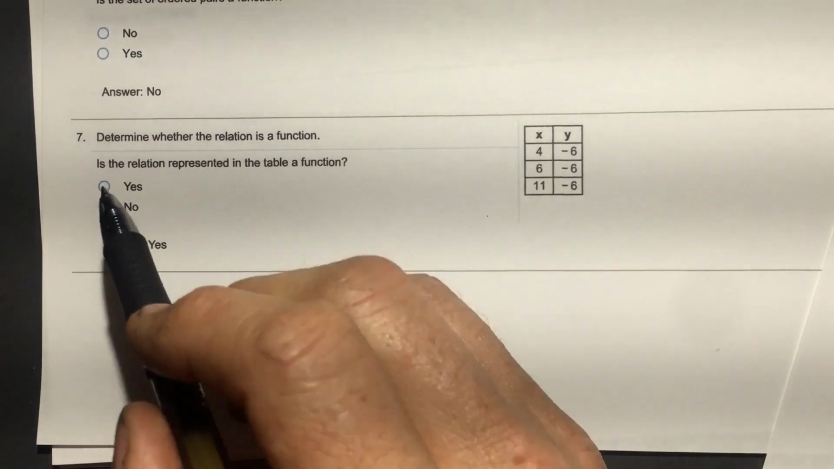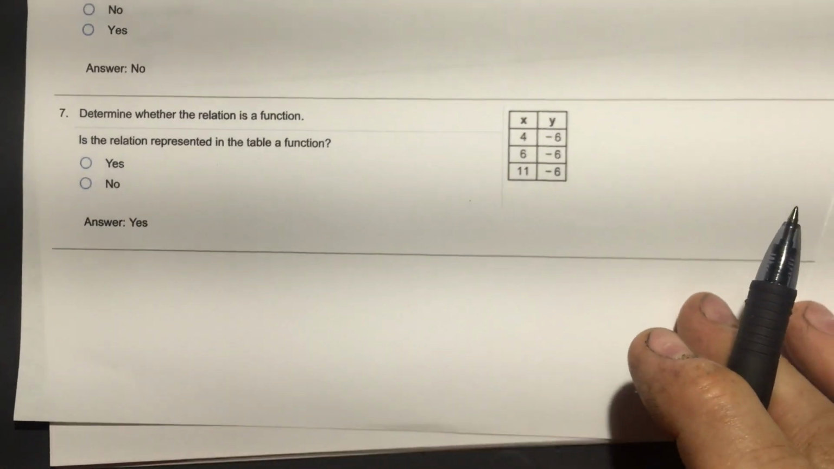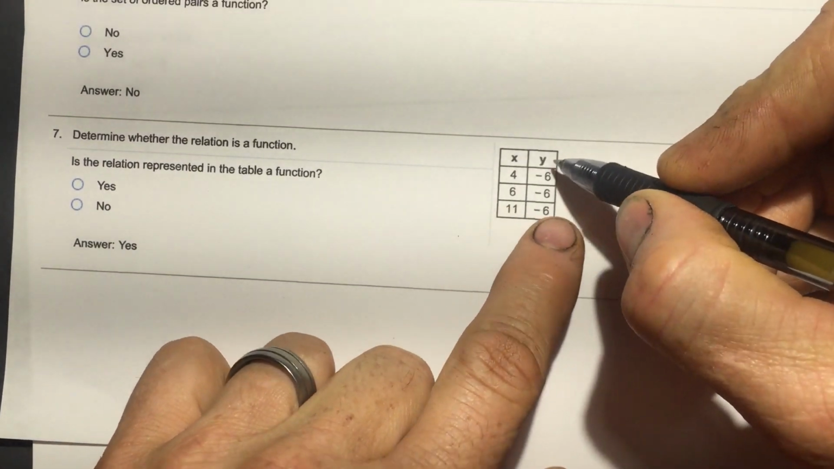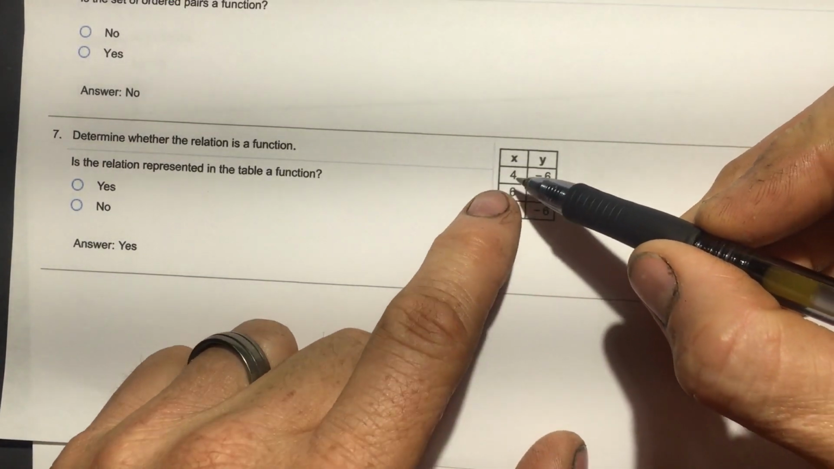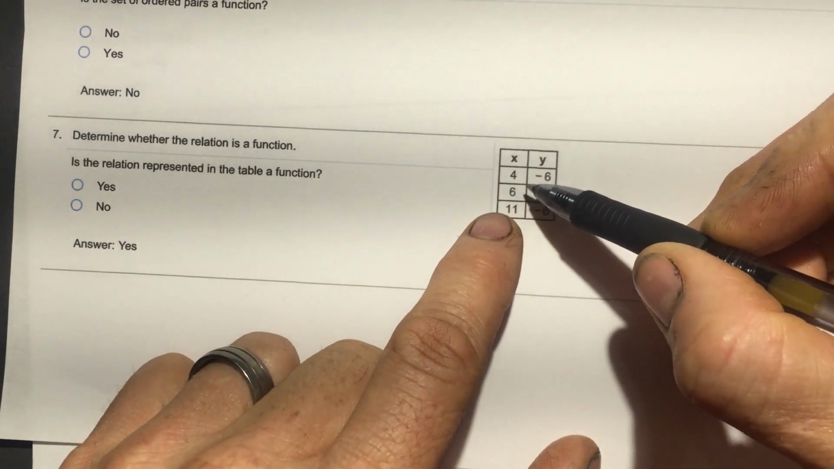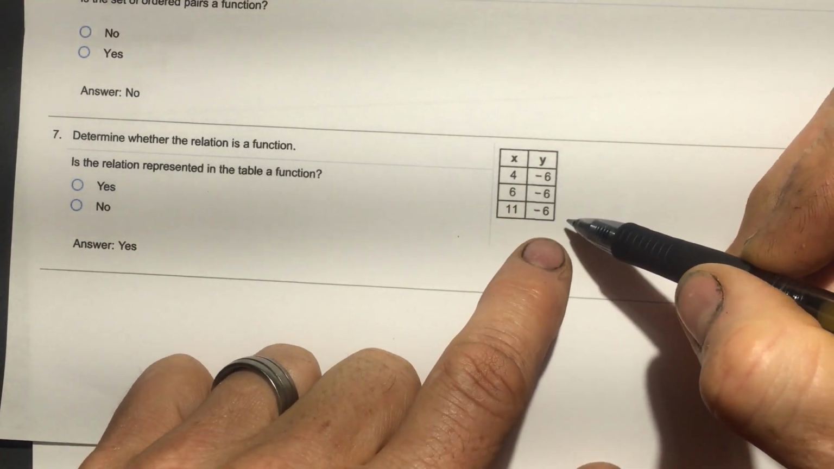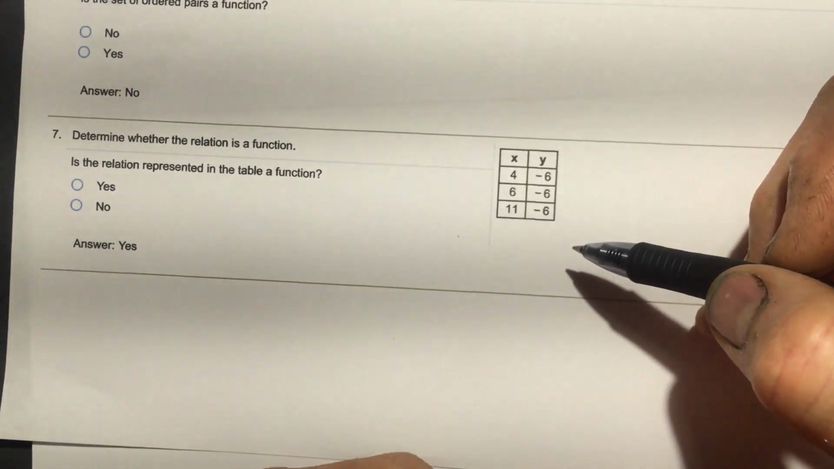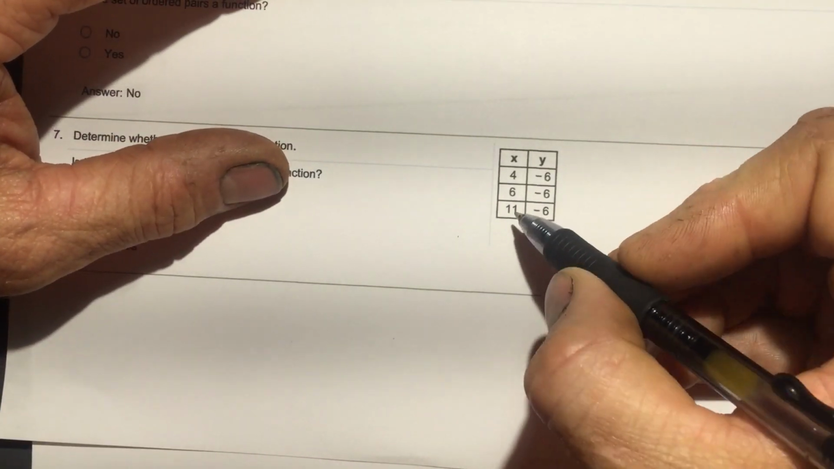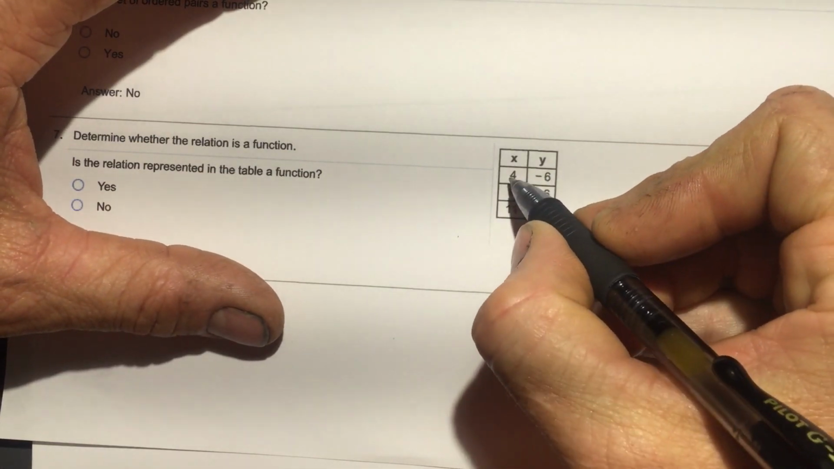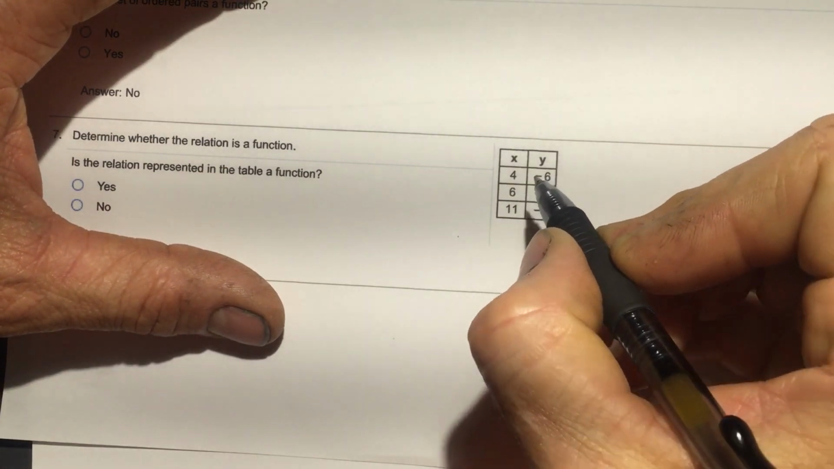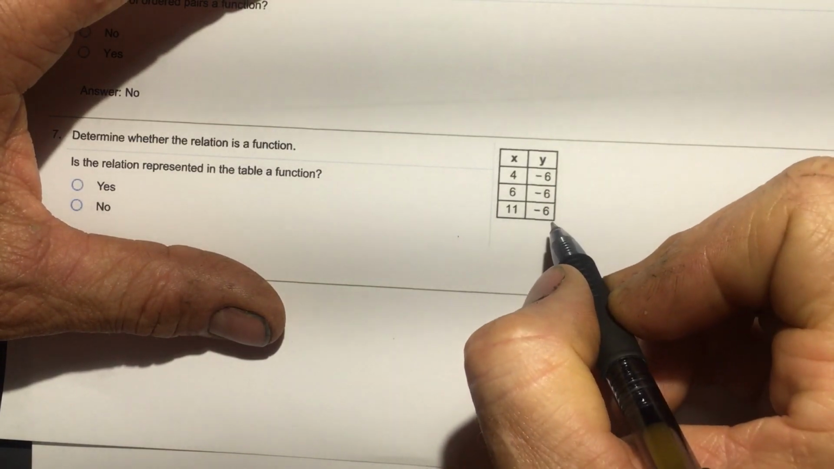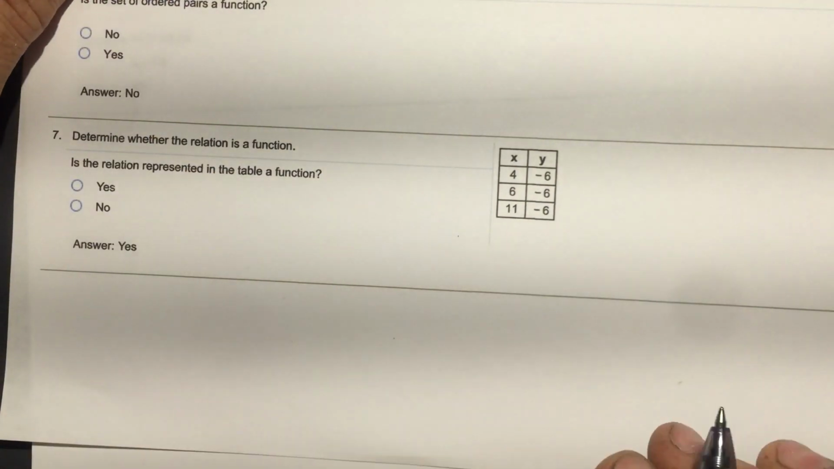Number 7, determine whether the relation is a function. Okay, we've got this little table over here. We see our x values and our y values. All right, well, 4 is paired up with negative 6. 6 is paired up with negative 6. 11 is paired up with negative 6. But this is okay to have repeats on y's. We can't have repeats on x's. So 4 is only with negative 6. 6 is only with negative 6. 11 is only with negative 6. So yes, this is a function.